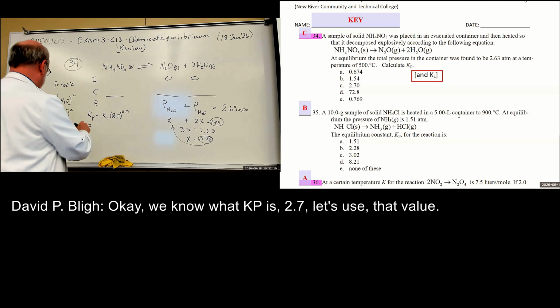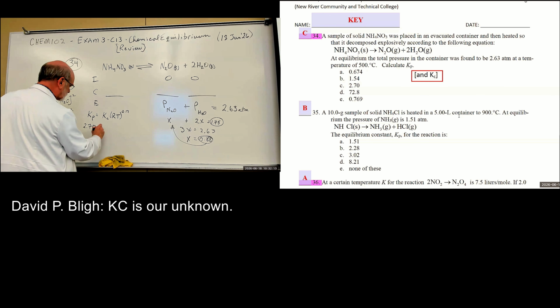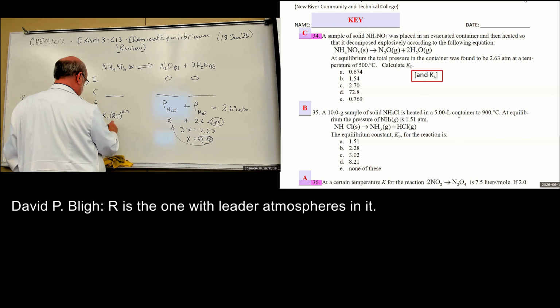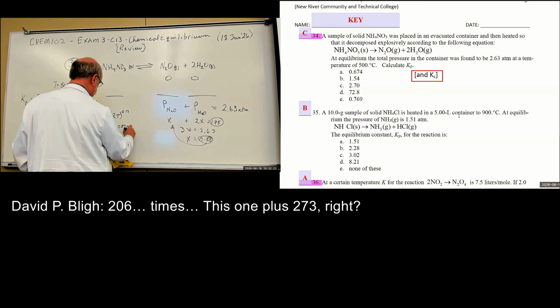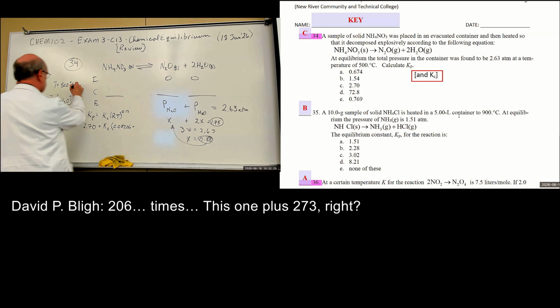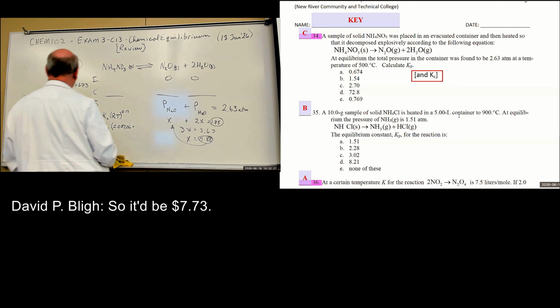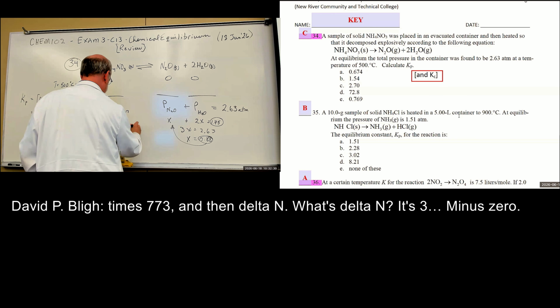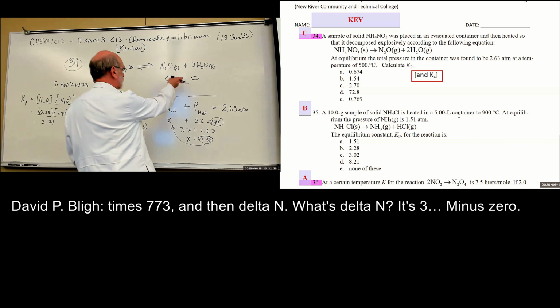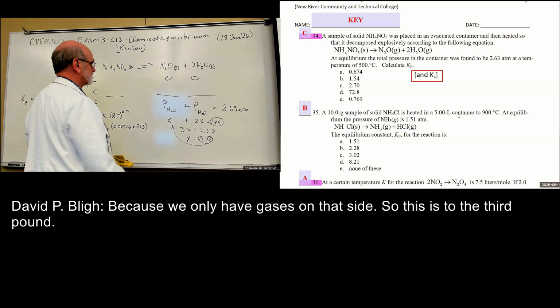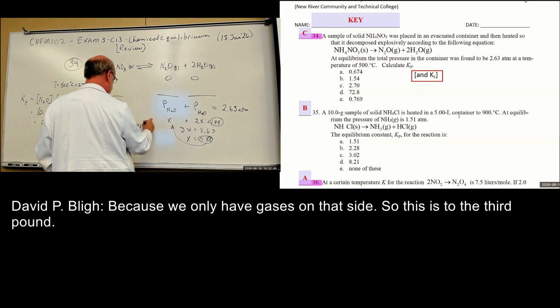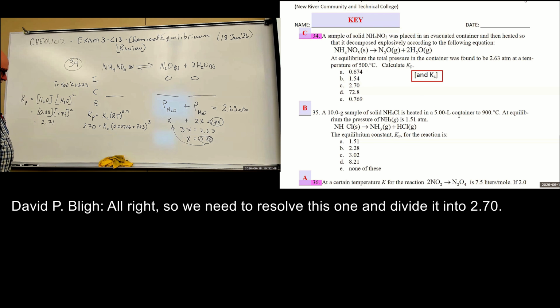Let's use that value. Kc is our unknown. R is the one with liter atmospheres in it, 0.08206, times this one plus 273, right? So it'd be 773. And then delta n. What's delta n? It's 3 minus 0, right? Because we only have gases on that side. So this is to the third power. All right. So we need to resolve this one and divide it into 2.70.